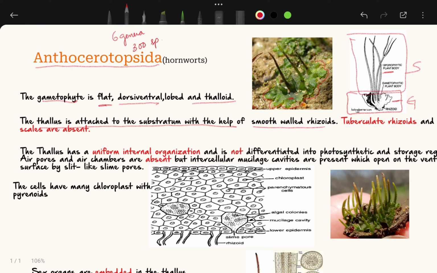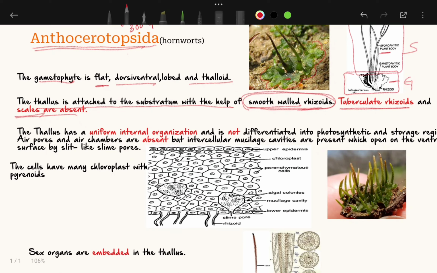Now, the difference between Hepaticopsida and Anthocerotopsida is that rhizoids are present in both, but here only smooth-walled rhizoids are present. Tuberculate rhizoids and scales are totally absent in Anthocerotopsida, whereas in Hepaticopsida, smooth-walled and tuberculate rhizoids as well as scales are present, right? But here only smooth-walled rhizoids are present.